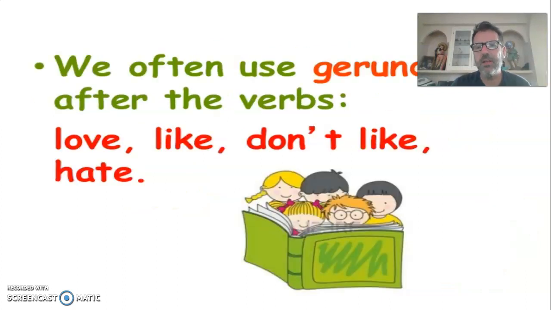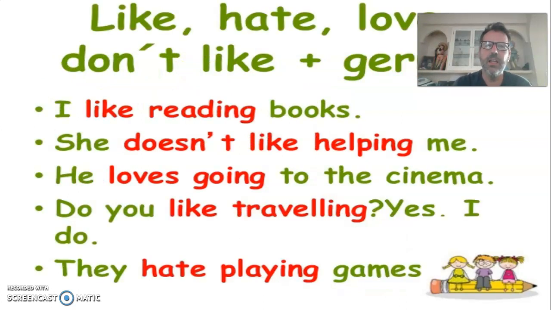All right. Now look, we often use gerunds after the verbs love, like, don't like, and hate. We know that. We went through that, and that's what this lesson is all about. Like, hate, love, don't like, and gerunds. Here we have some examples. For example, I like reading books. I know you love reading books. Everybody loves it. Trust me, it transforms you and takes you to another place. Read. That's the best thing you can do.